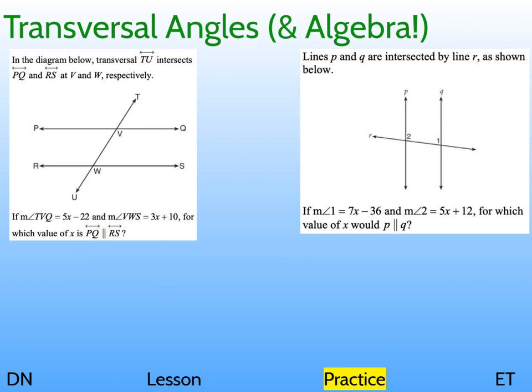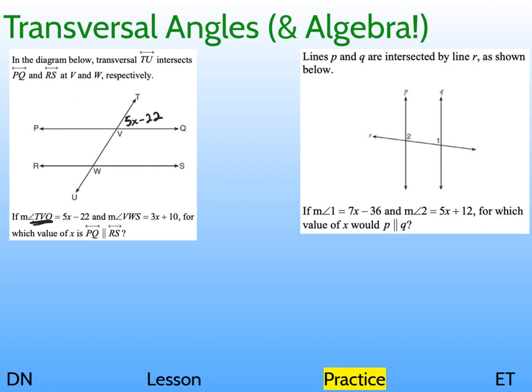Alright, so let's look at this problem on the left here. It says that we have these lines with the transversal cutting through, and that if the measure of angle TVQ is 5x minus 22 and angle VWS is 3x plus 10, what value of x means that PQ and RS are parallel? The first step, of course, is to label the angles we're talking about. For angle TVQ, we start at T, go to V, and then go to Q. Do you see the angle this makes? It makes this angle right here. That angle is represented by 5x minus 22.